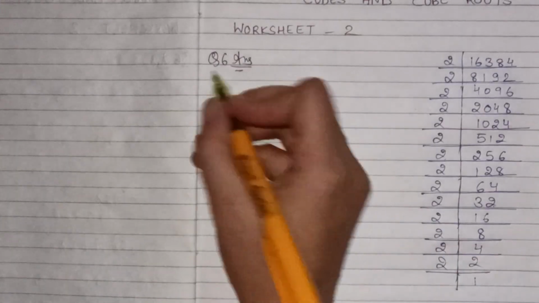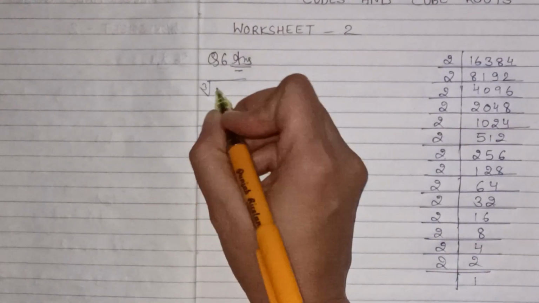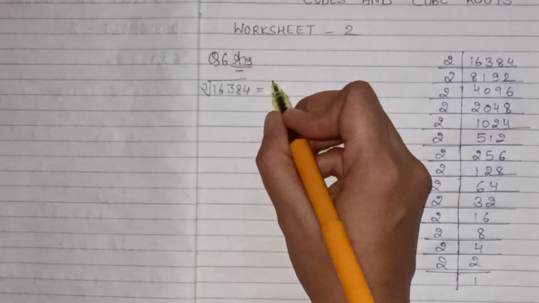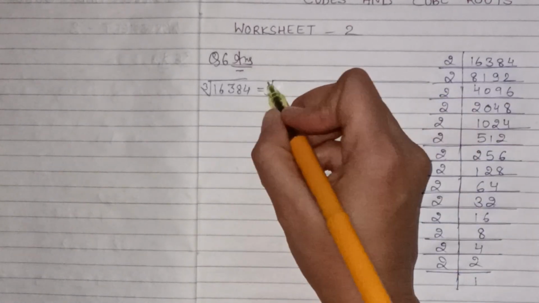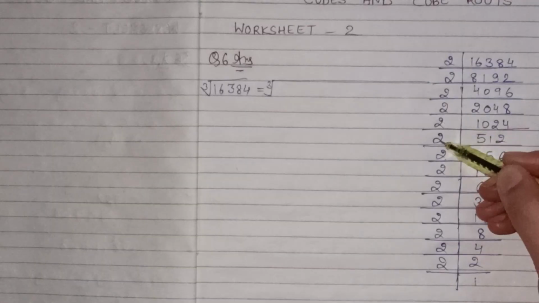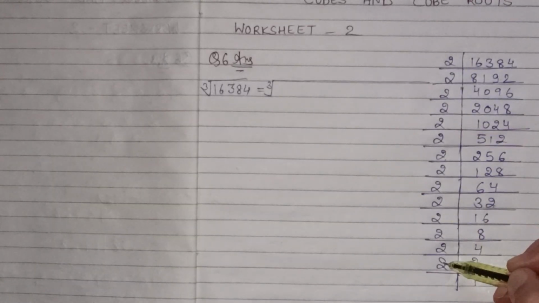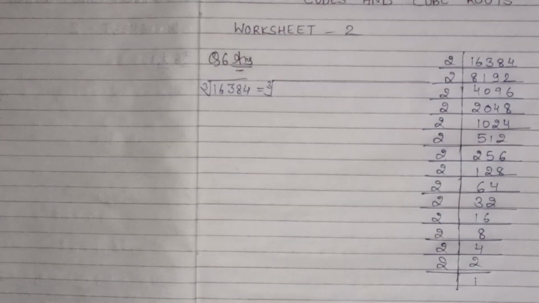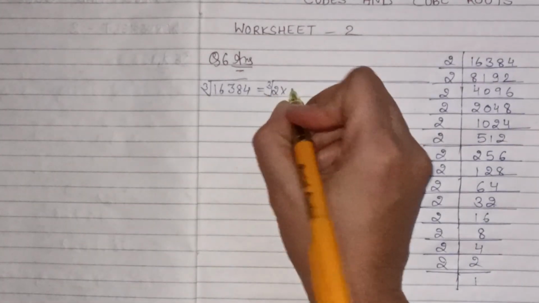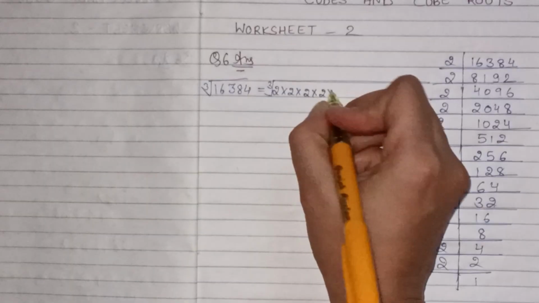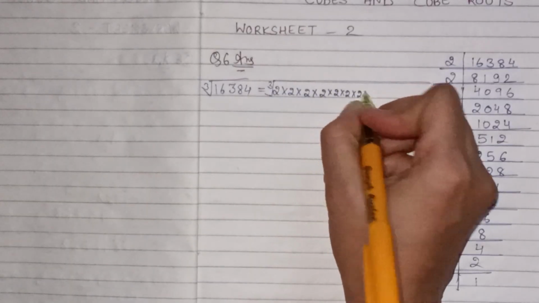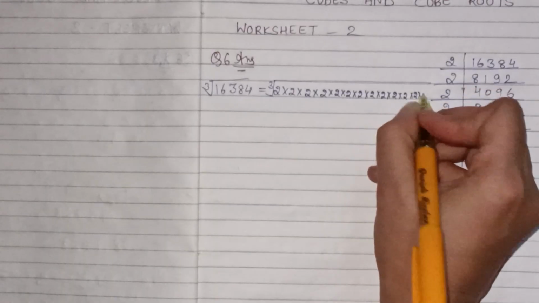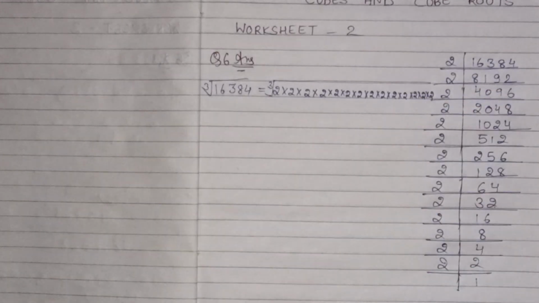Then I write here the cube root of 16,384 is equal to the cube root of 2 multiplied 14 times. 1 2 3 4 5 6 7 8 9 10 11 12 13 and 14.